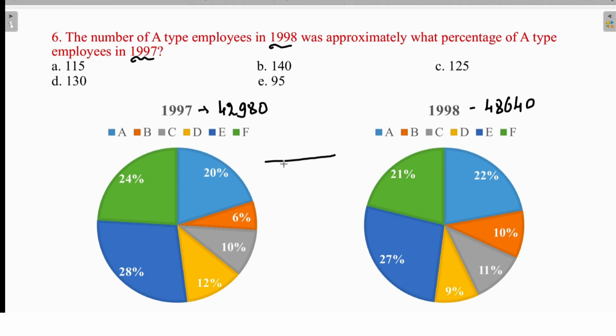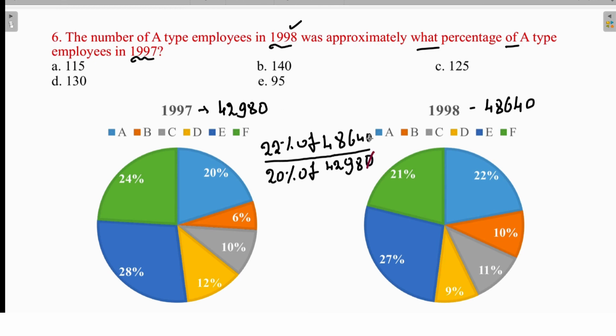So for 1998, the numerator is 22 percentage of 48,640. Whatever comes after "of" is the denominator, which means 20 percentage of 42,980 is the denominator. Don't sit doing the whole calculation in the exam. If you do it like that, it's a waste of time. It's not the right approach. So how am I approaching this question?